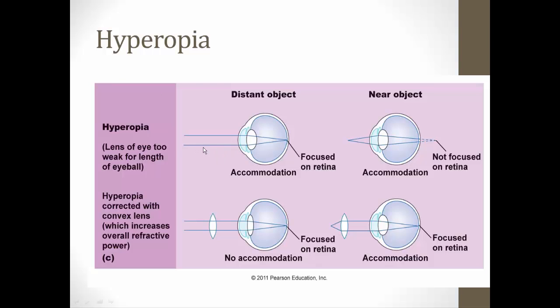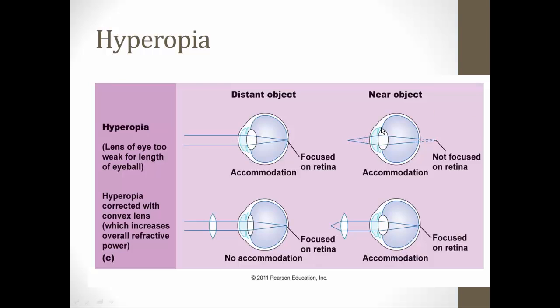So if you look first at distant objects, again, here's the light coming in parallel. Remember, their eyeball is too short, so they've got to make the lens thicker in order to bend the light on this short focal point caused by their short eyeball. They can do that by accommodating. That is, they contract the ciliary muscles, make the lens thicker so that it can accommodate and bend the light enough to focus in on the retina.